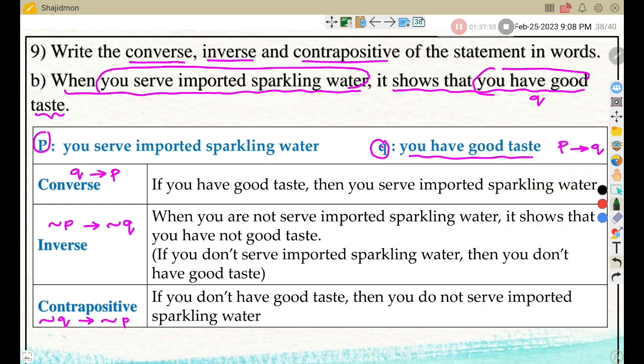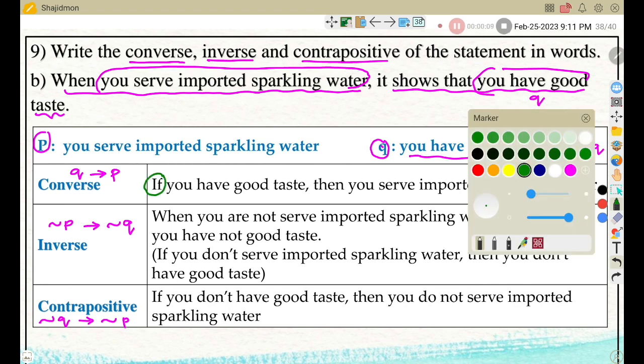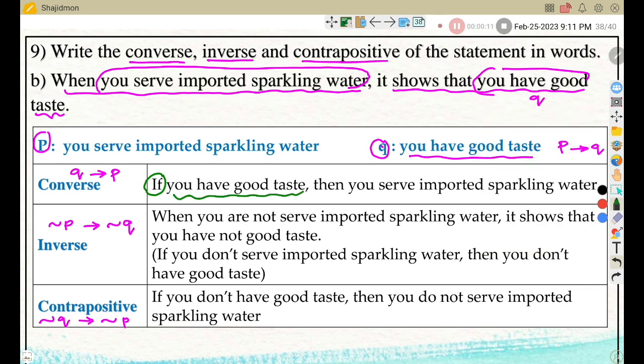First, Q gives P, converse. So Q implies P, so you can see, if, correct? If you have good taste, you have good taste means Q, then you serve imported sparkling water, that is P. So Q implies P, correct? That is the converse statement.